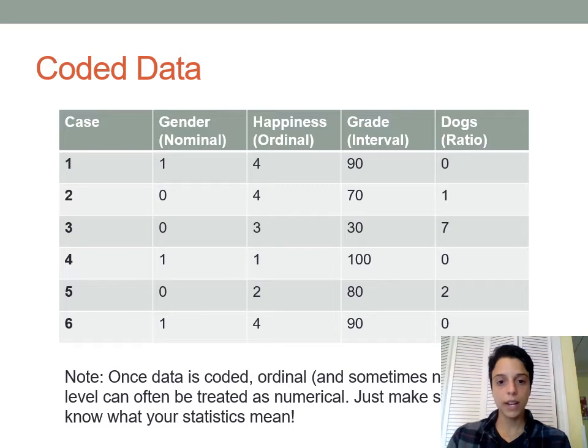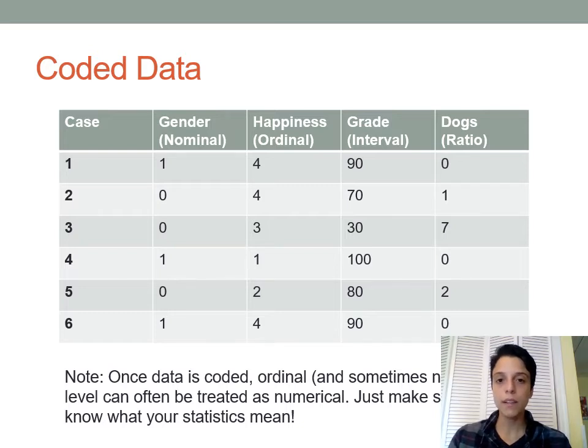And as a side note here, once data is coded, you can often treat these nominal and ordinal level variables as numerical. So, for example, you could find the mean level of happiness for people in this data set, and it would be a mean based on these numbers that are in the column labeled happiness. The only thing is that you have to keep in mind what they mean.